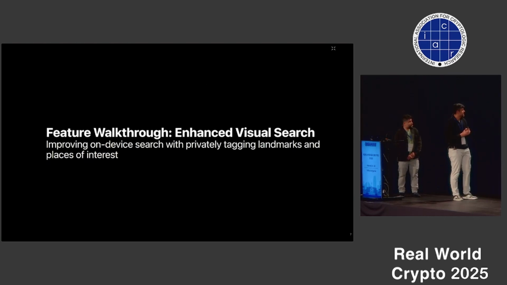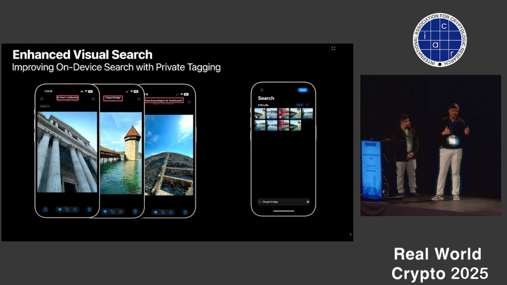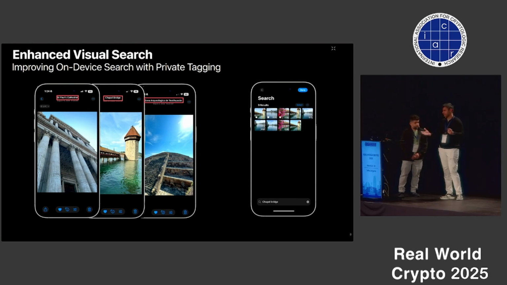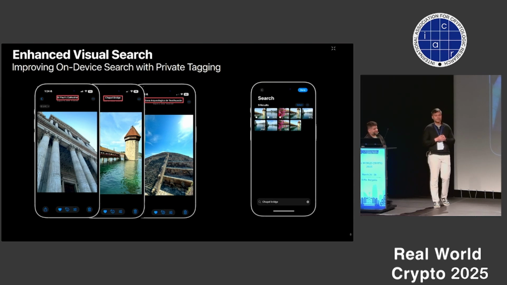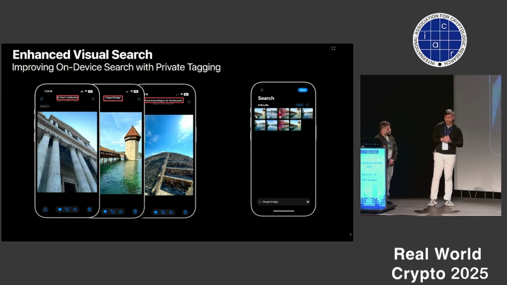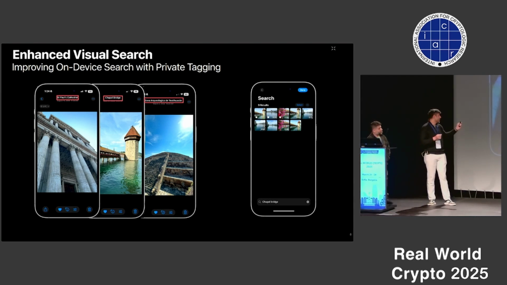So to better explain the system, let's do a feature walkthrough through enhanced visual search. As I mentioned, we're improving on-device search for domains that are really difficult to classify with just an on-device solution, like landmarks and places of interest. And so imagine you've gone on a holiday, maybe even this conference here, and you've taken lots of photos. And you want to be able to recognize these photos and search for them at a future point in time. And so before this feature, let's say we want to search for the Chapel Bridge, the picture in the middle.